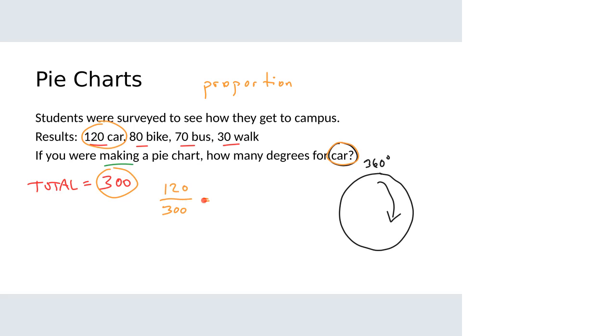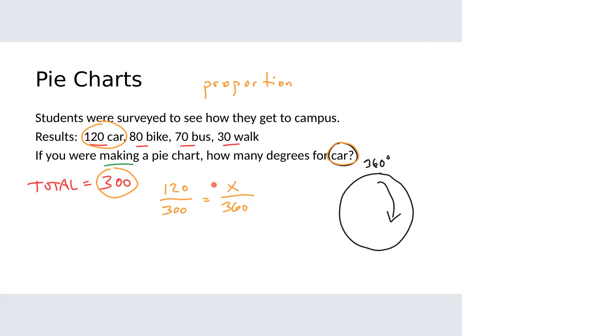So the question then is, how many out of the 360 degrees do I want to give to that category? And our idea here is this: how many people out of the total, how many degrees out of the total? So that's the logic we're using to set up our proportion here. Good thing we know how to do proportions, because that's how we're going to answer this question.